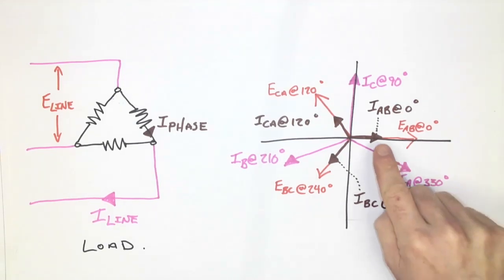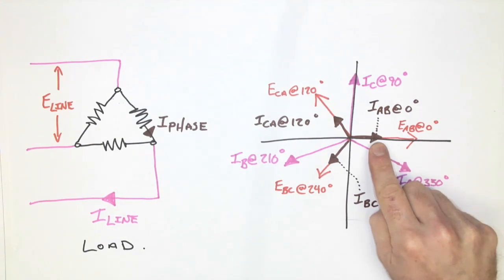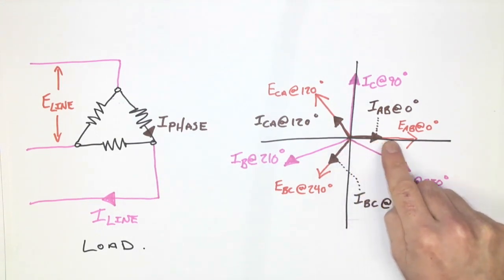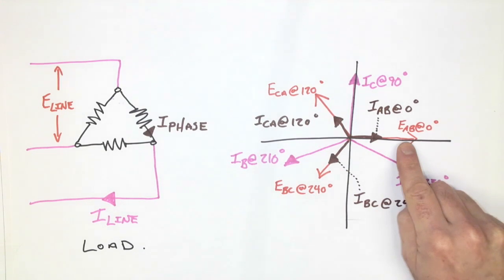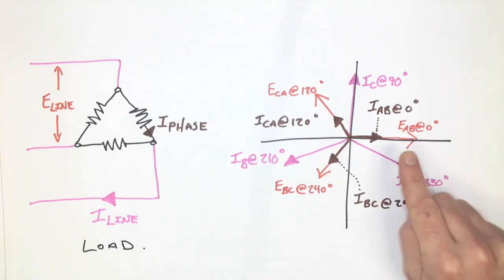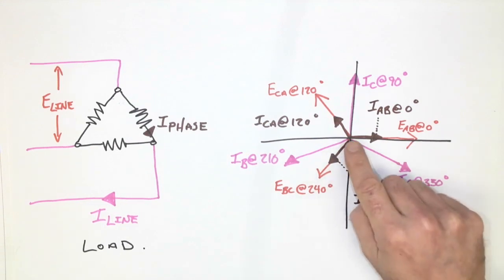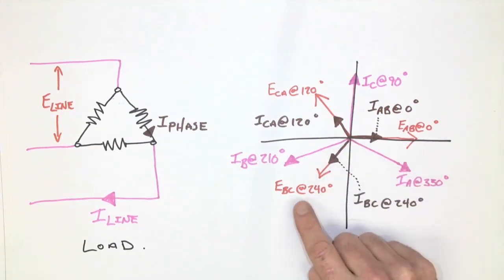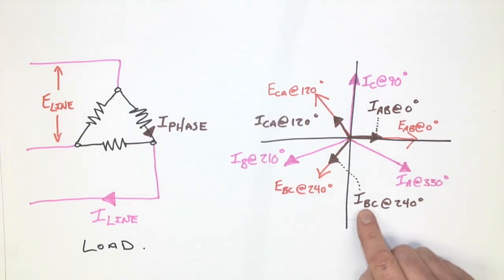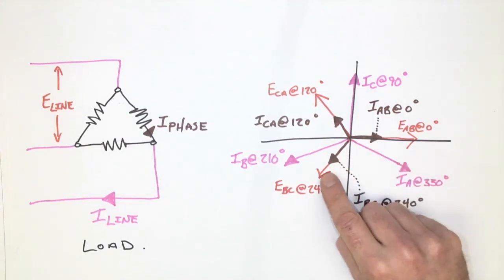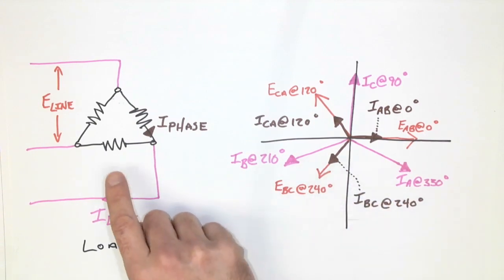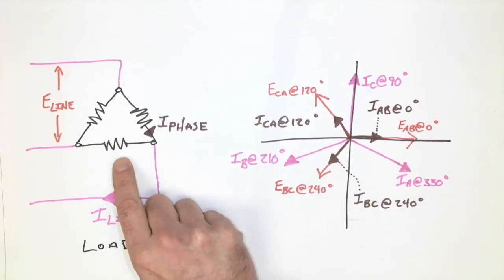Now, what you'll notice is that I've sketched the phase current in phase with each one of the individual phase voltages that it's traveling through. So if we look at this one here, we've got EBC, and the current IBC is at the exact same angle. And that's because we have resistive loads.